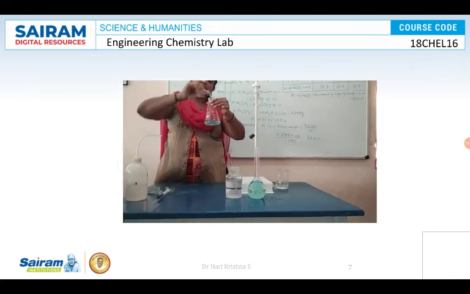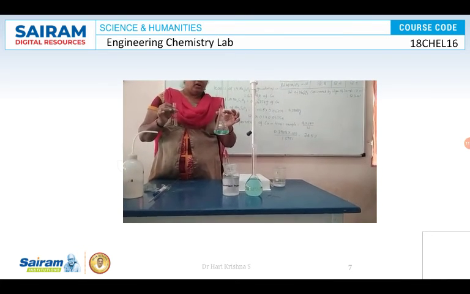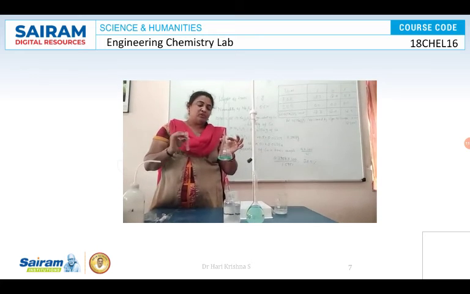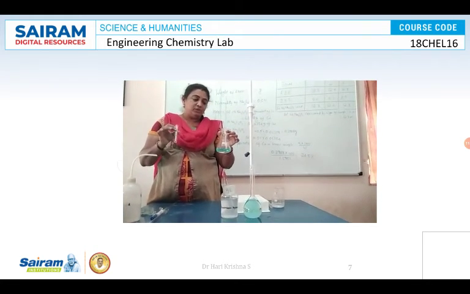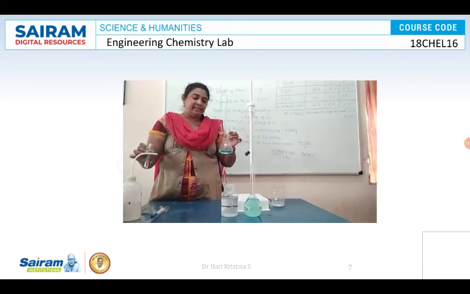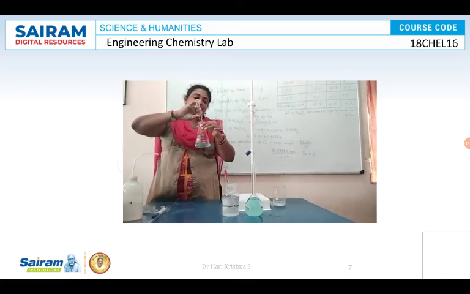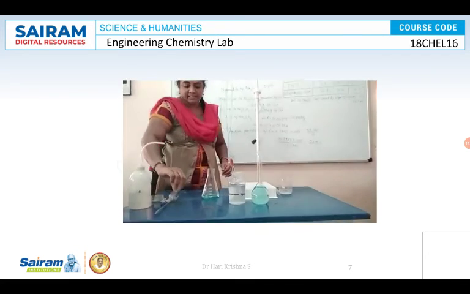Here the question asked will be, can we add any strong acids like HCl or HNO3? Okay, the answer is no. We should not add any strong acids like HCl, HNO3 or H2SO4. We can add only the weak acid, acetic acid. Otherwise it will oxidize. So we are not supposed to add the strong acids here.